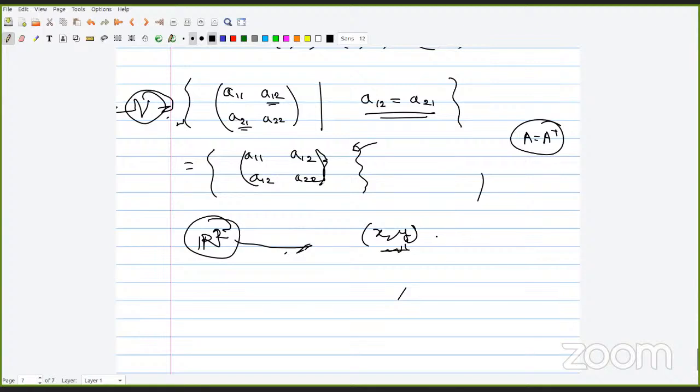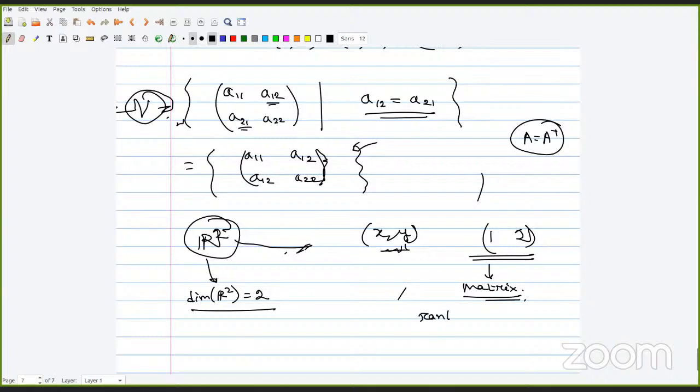So suppose I am taking 1, 2. Do you know what is the dimension of R2? It is 2, right? Now I am taking one vector in R2, that is 1, 2. This I can treat as a matrix, as a row matrix, right? Now what is the rank of this matrix? Suppose this is my A. The rank of A is 1.